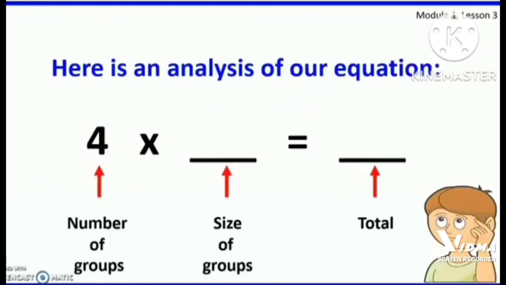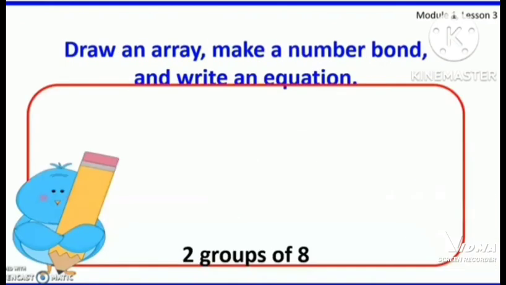Now, here's an analysis of our equation. 4 is the number of groups. 6 that you did in that counter is the number of counters in your group. Can you draw 2 groups of 8 and write the equation? 2 groups of 8, 2 times 8, 16.